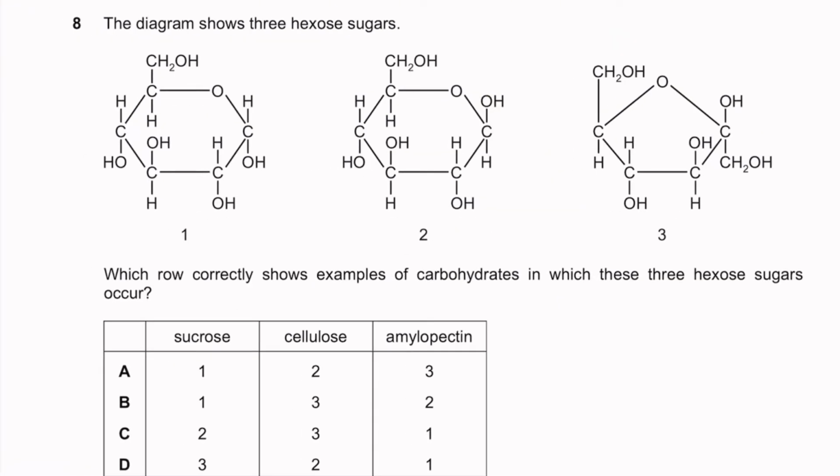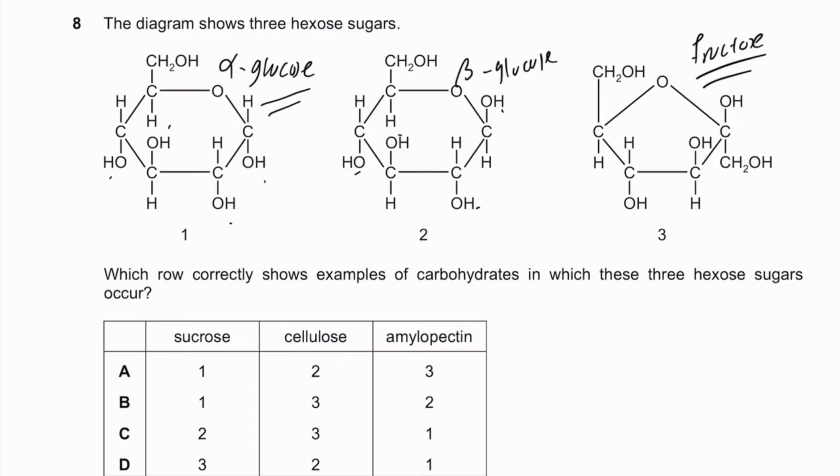The diagram shows 3 hexose sugars. Which row correctly shows an example of carbohydrates in which these 3 hexose sugars occur? Okay, so we have the hydroxyls going down, down, up, down. So this is alpha glucose. And for here we have the hydroxyl group going up, down, so this would be beta glucose, and this would be found in cellulose. And then we have here fructose. So I would say fructose is found in sucrose, alpha glucose is found in sucrose and lactose, and beta glucose is found in cellulose.